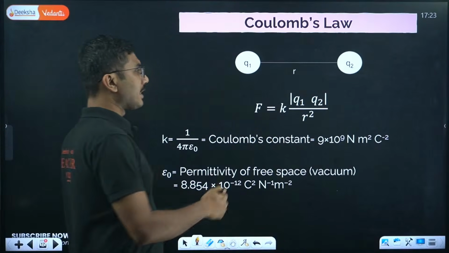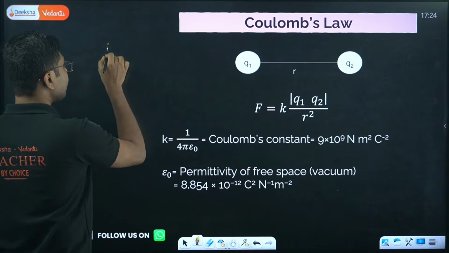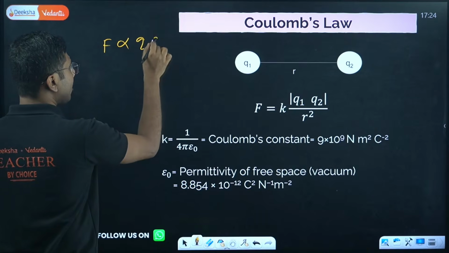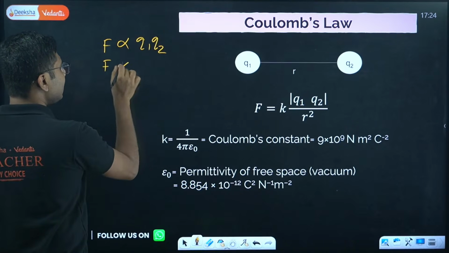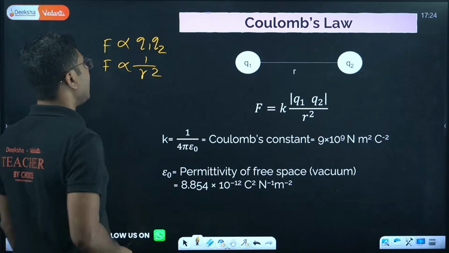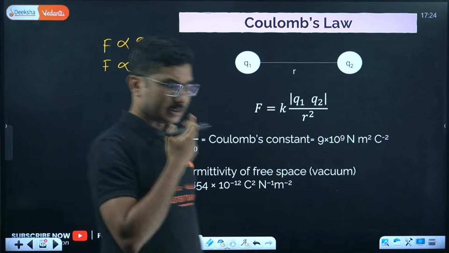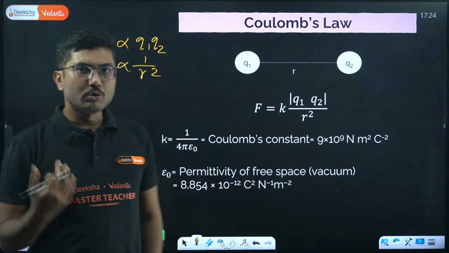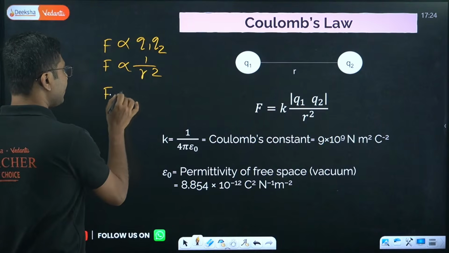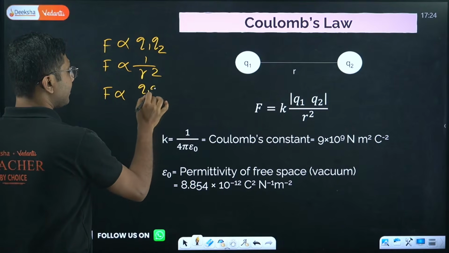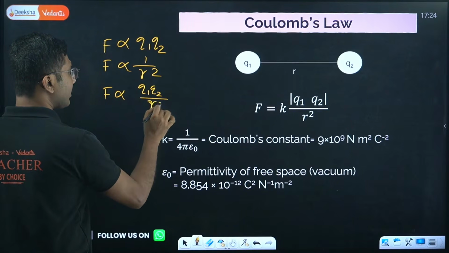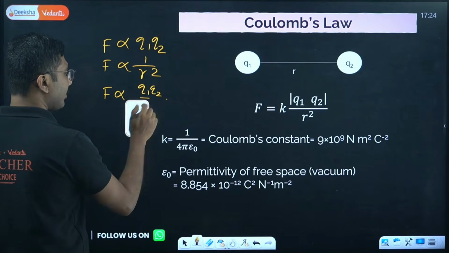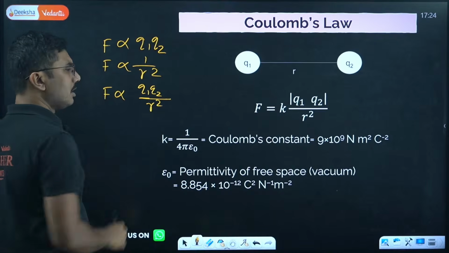The force between these two charges, according to Coulomb's law, is directly proportional to the product of the charges, and it is inversely proportional to the square of the distance. So when a quantity is proportional to two different quantities, we can say that the force is proportional to the multiplication of these two, that is Q1 Q2 divided by r square. One is in division, so that's why we are writing it in division. Basically, this is the proportionality.